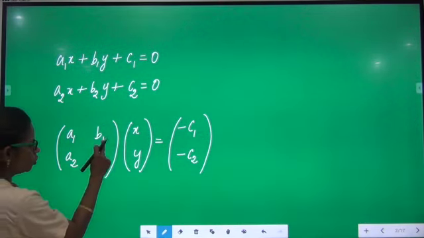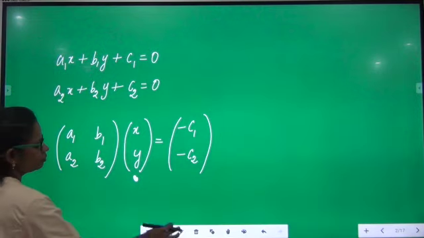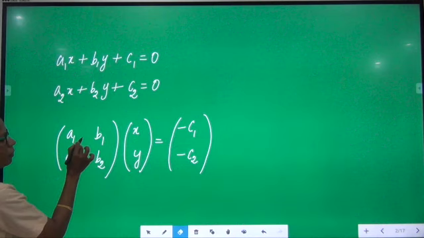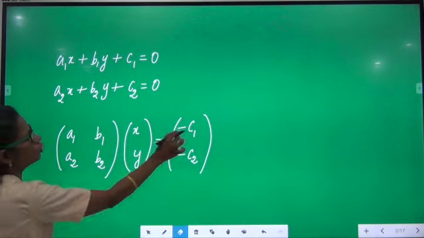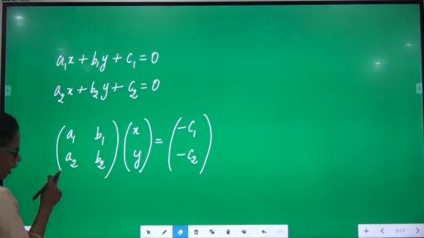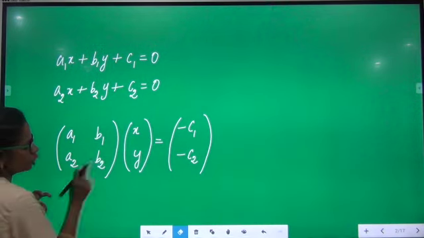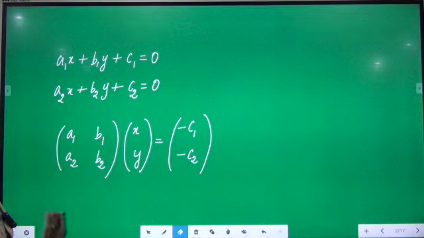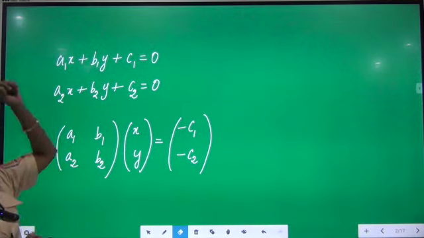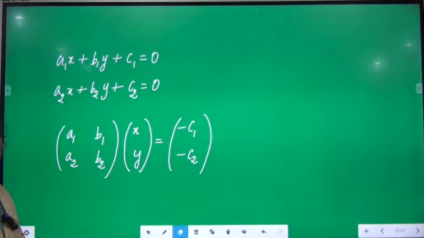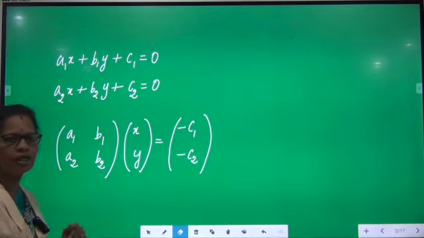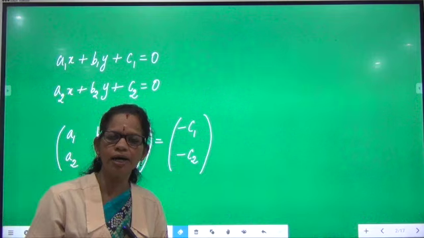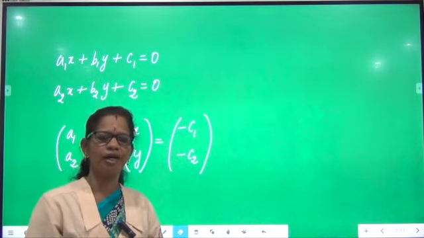See, first row, first column: a1x plus b1y equal to minus c1. Next, a2x plus b2y equal to minus c2. When you shift minus c1 and minus c2, you will arrive at the pair of linear equations in two variables. Today I am going to discuss how to solve the pair of linear equations using matrices and determinants.